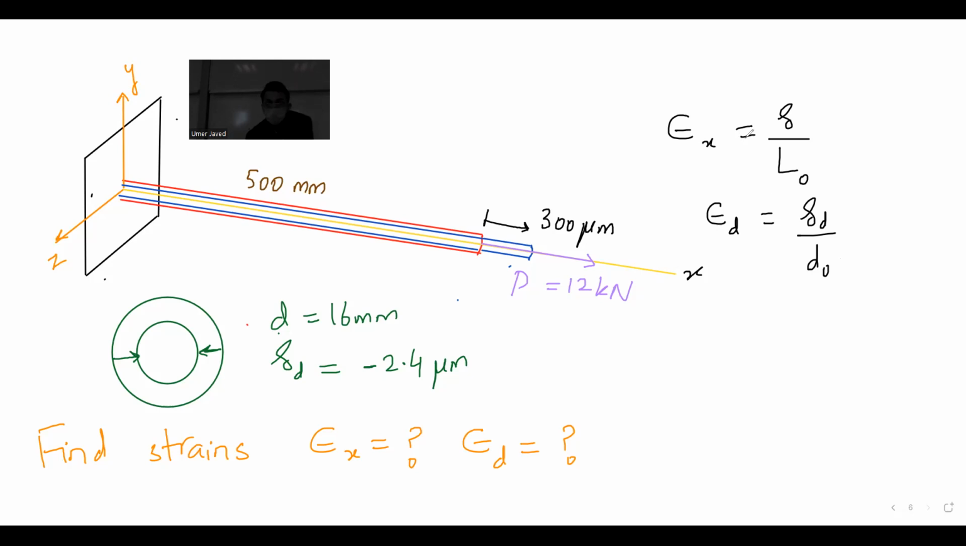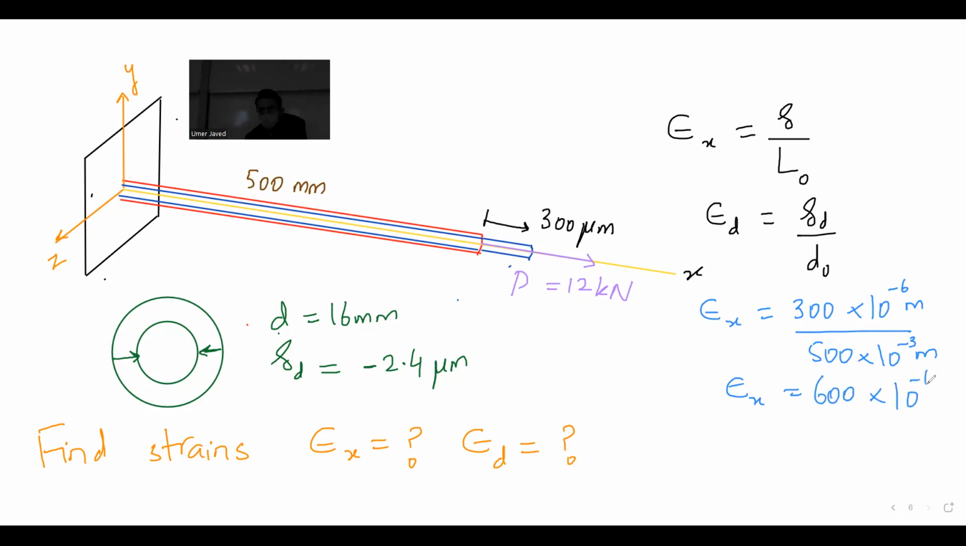So we have epsilon x equal to the change in length, which is 300 into 10 power minus 6 meter, divided by the original length, which is 500 into 10 power minus 3 meter. Epsilon x comes out to be 600. Usually a good practice is to put it in the form of 10 power minus 6 rad, or 600 micro, or microrad.